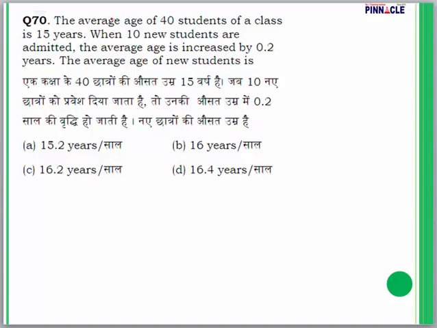Question number 70. Average age of 40 students of a class is 15 years. When 10 new students are admitted, average age is increased by 0.2 year. Average age of the new students is how much? Now 40 plus 10, that is 50. When 10 new students are admitted, it means total has become 50. Average age is increased by 0.2. That is 50 into 0.2 means 10 year increased total.